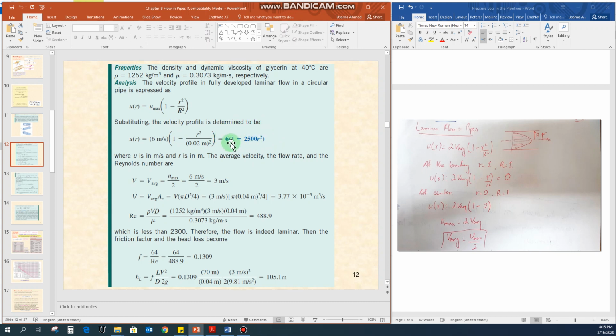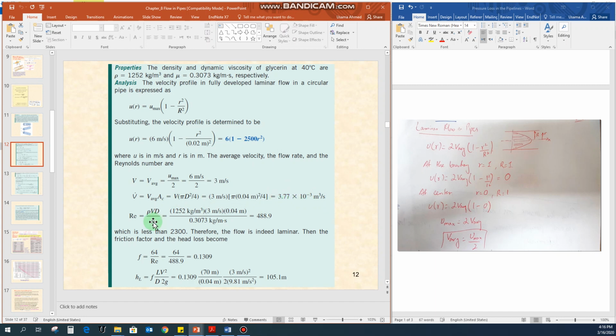Now to solve the other parts of the question, we need to calculate the delta P and the head loss in the piping system. So we first need to calculate the velocity of the fluid in the pipeline, which is the average velocity, half of the maximum velocity. So you can divide the maximum velocity by 2 to get the average velocity. Then you can calculate the volumetric flow rate, which is equal to the average velocity multiplied by the cross-sectional area. The cross-sectional area is equal to pi d squared by 4. So you put the values for the average velocity and the diameter to get the volumetric flow rate.